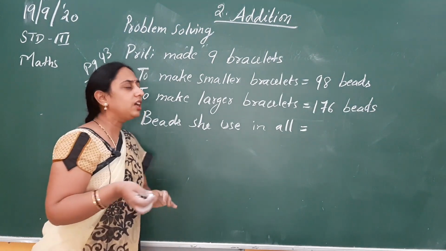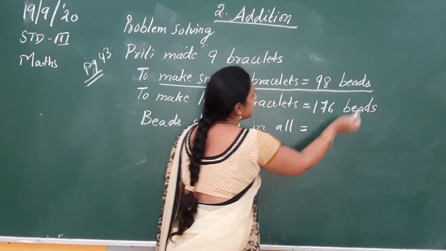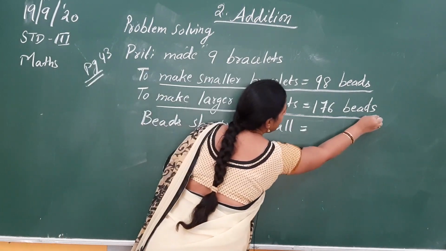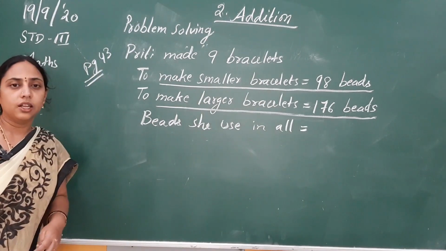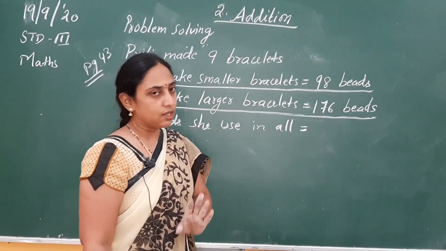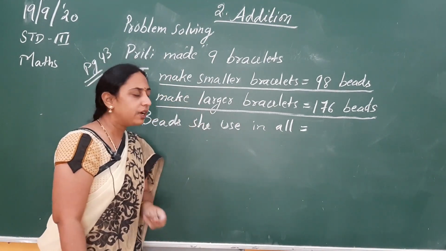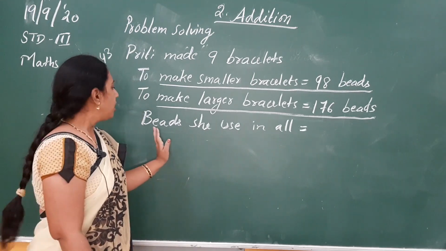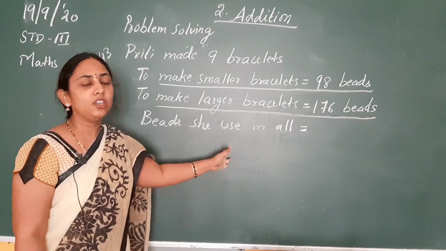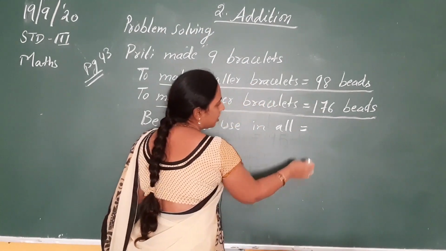So underline the information that is required by us, that is how many beads she used for making the smaller one and how many beads she used for making the larger one, right? And this information is not at all required by us, okay beta. So you have to underline the information that is required by us. Now we will solve this. Beads she used in all. Total how many beads she used in all. So we will go with the addition, right?